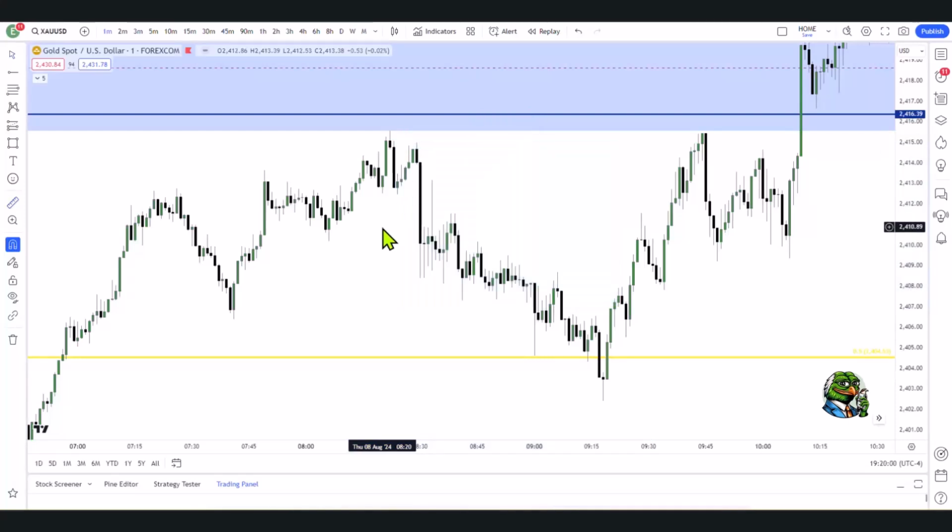So I just wanted to walk you through how I look for entries on 1 minute, but you need to have that directional bias and an understanding of the higher time frame PDRAs that are going to provide you that support where it's going to bounce up from, or the resistance if you're looking for shorts.